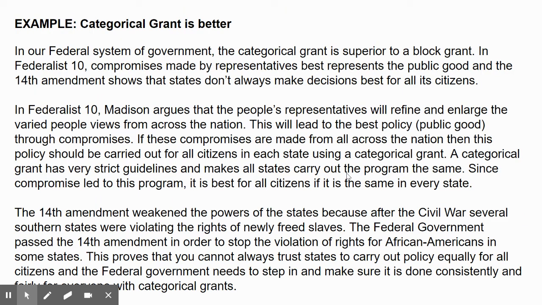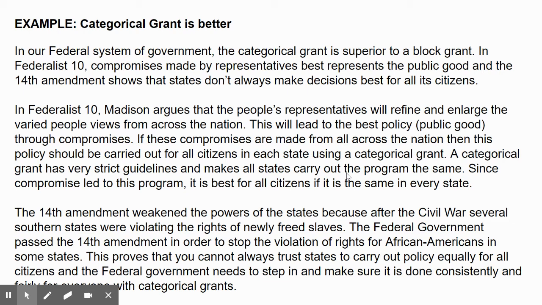Categorical grant is better. In our federal system of government, the categorical grant is superior to the block grant. Notice, straight up, simple sentence. Don't beat around the bush. Just say exactly the side that you're on. In Federalist 10, compromises made by representatives best represent the public good. So that's the argument I'm going to use to help. So I preview it. And the 14th Amendment shows that states don't always make decisions best for all citizens.